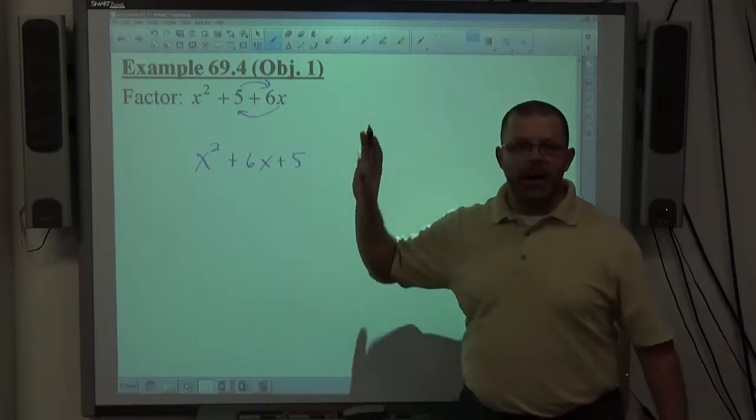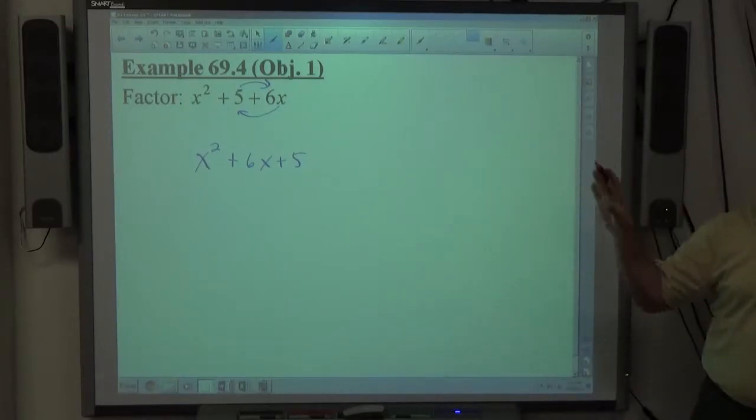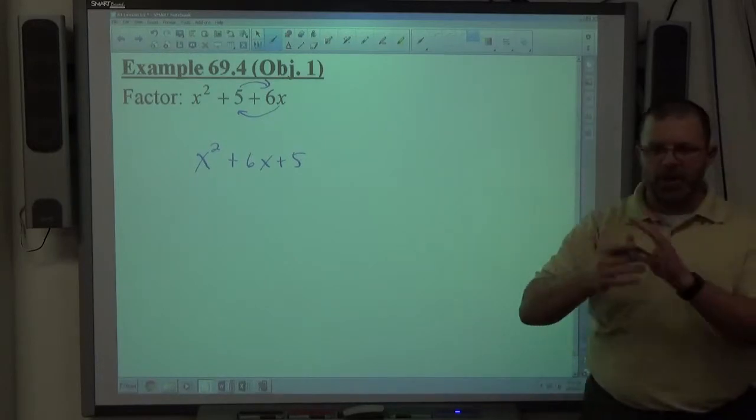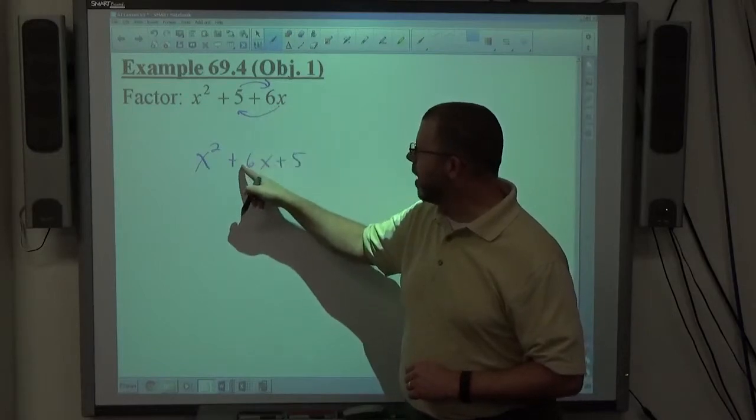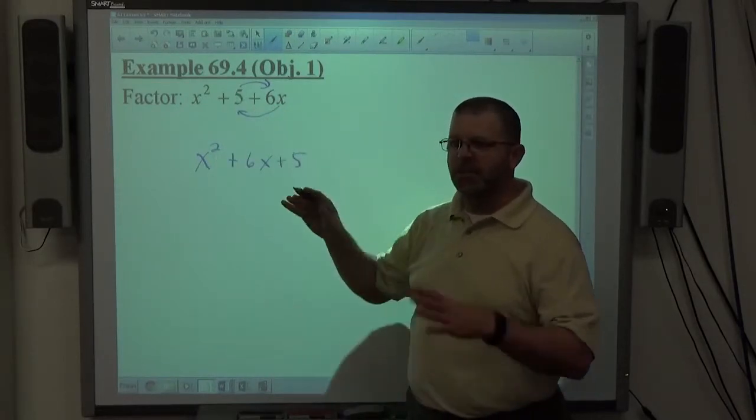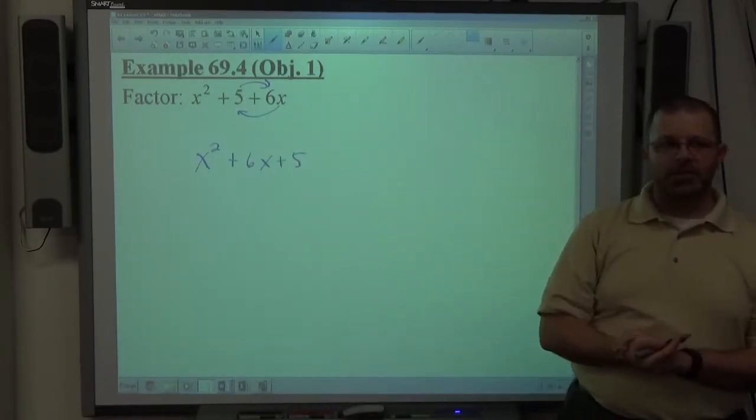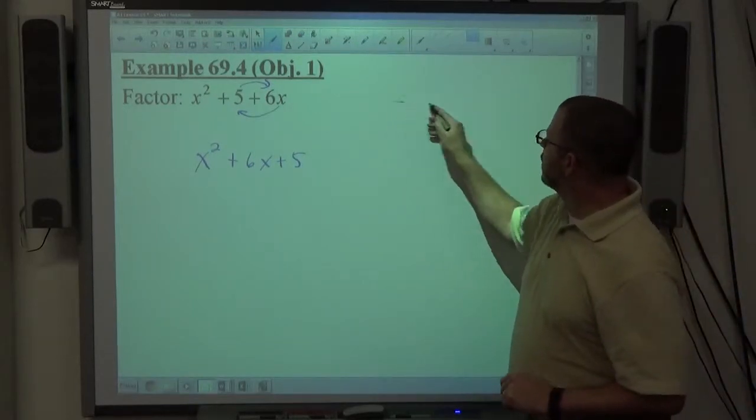Always start off, when you copy the problem out of your book onto your paper, I recommend writing them on your paper every time, in descending order. Just right off the bat, rearrange it. Make sure the signs don't change. There's no equal sign here. So 6x moves left, positive. 5 moves right, stays positive. There's no moving across an equal sign to change a sign. Some people think that's necessary.